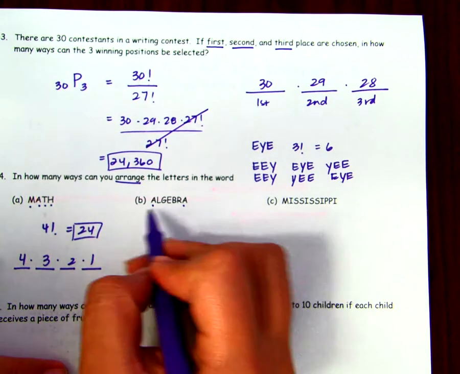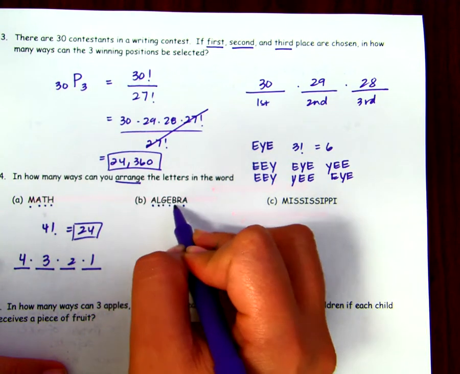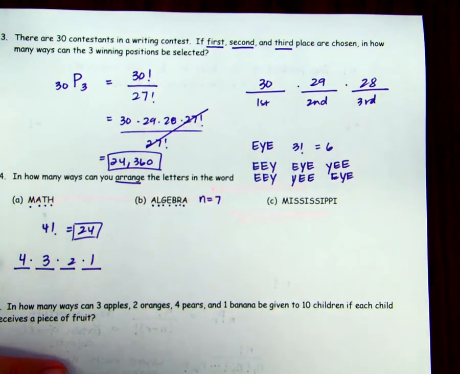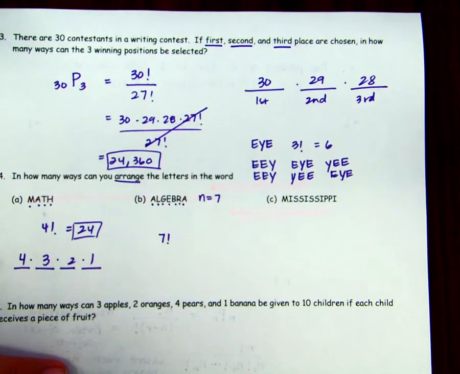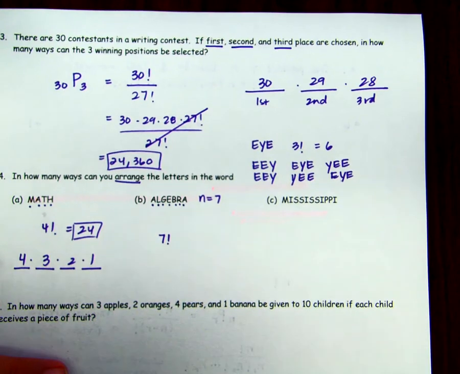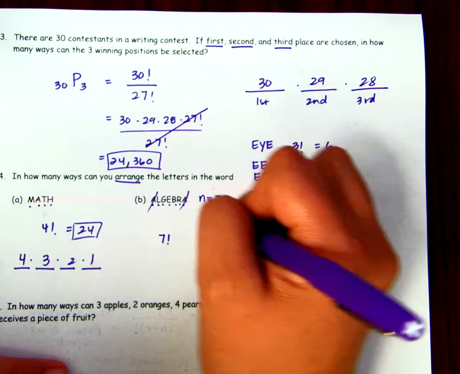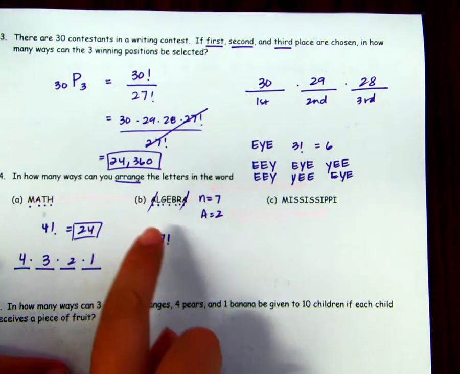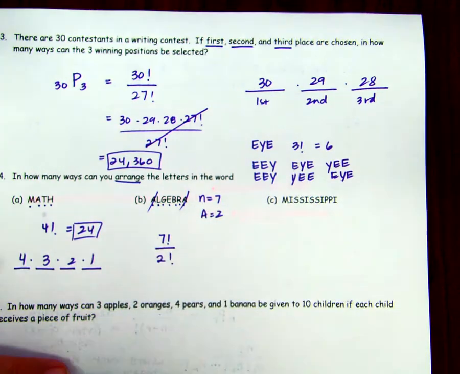So first, we count how many total letters there are. So in this case, there's 1, 2, 3, 4, 5, 6, 7. There are 7 of them. So usually my answer would be, oh, there are 7 factorial ways for me to make new words. However, there are 2 that are repeated, the A's. So I'm going to say there are 2 A's. So because I'm repeating all the possibilities where I'm switching those around, I'm going to divide it by 2 factorial.